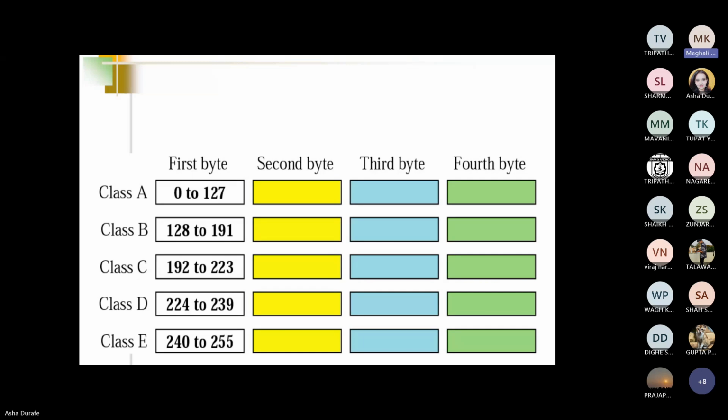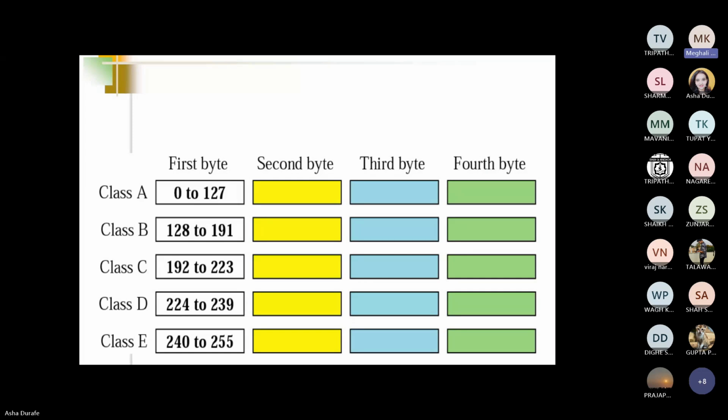So if you see class A, it is from 0 to 127, whereas 127 is not used in practice. It is used for local loopback. So 127 is not used for logical addressing as such. Class B, 128 to 191. Class C, 192 to 223. Class D, which is used for multicasting, is from 224 to 239. Class E, which is reserved for future use, is 240 to 255.